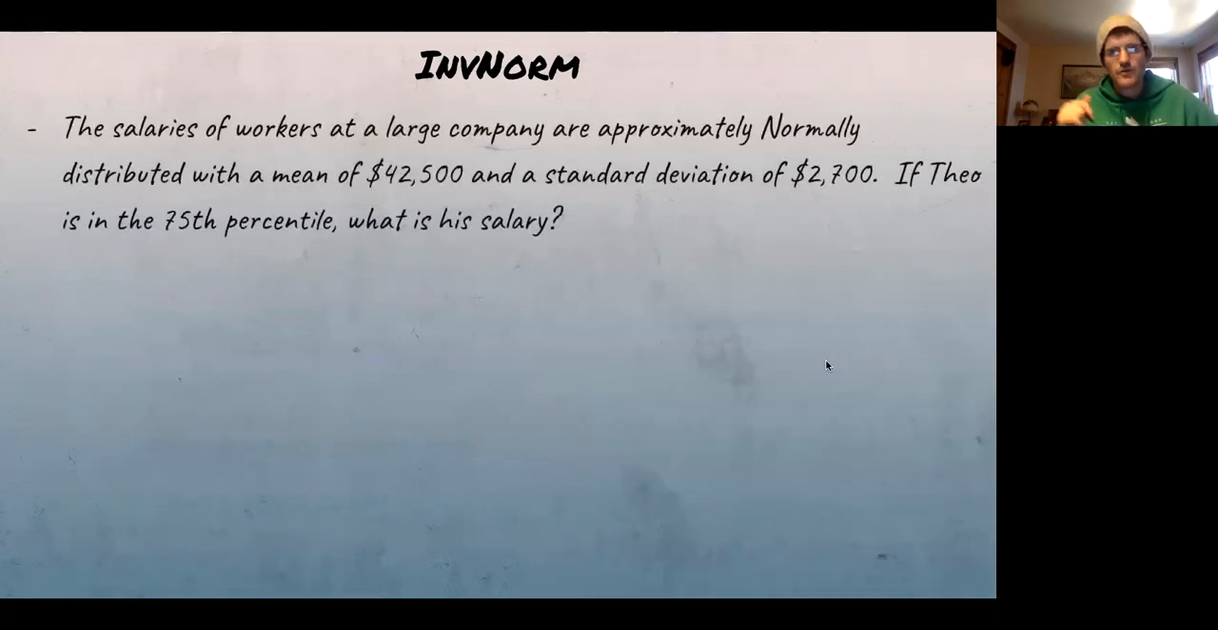So I'll run through this first one and a few of them. The salaries of workers at a large company are approximately normally distributed with a mean of 42,500 and a standard deviation of 2,700. If Theo is in the 75th percentile, what's his salary?